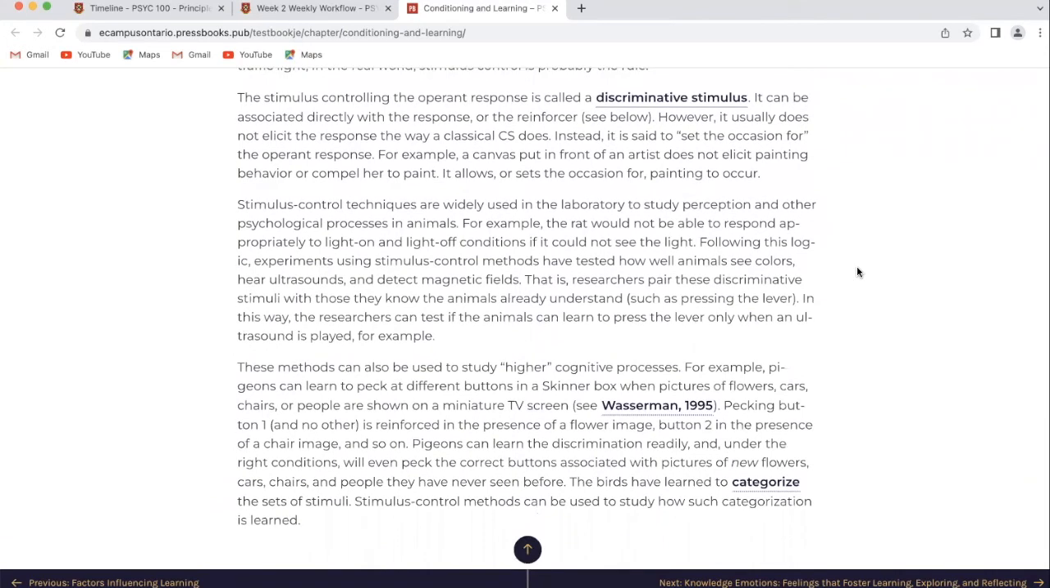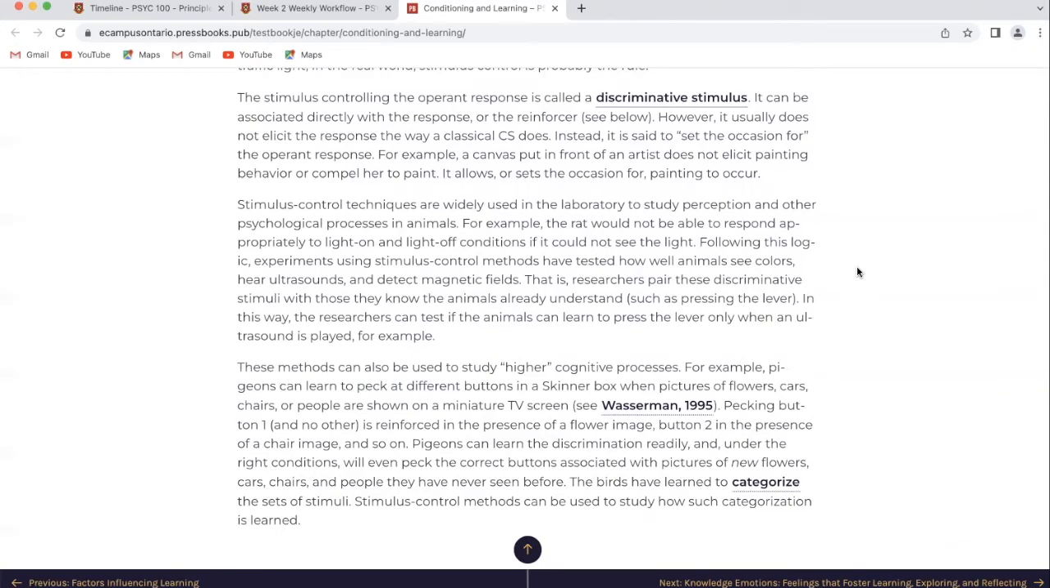The stimulus controlling the operant response is called a discriminative stimulus. It can be associated directly with the response or the reinforcer. However, it usually does not elicit the response the way a classical conditioned stimulus does. Instead, it is said to set the occasion for the operant response. For example, a canvas put in front of an artist does not elicit painting behavior or compel her to paint. It allows or sets the occasion for painting to occur.